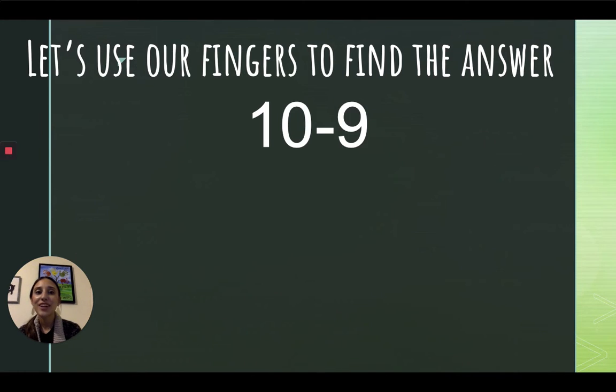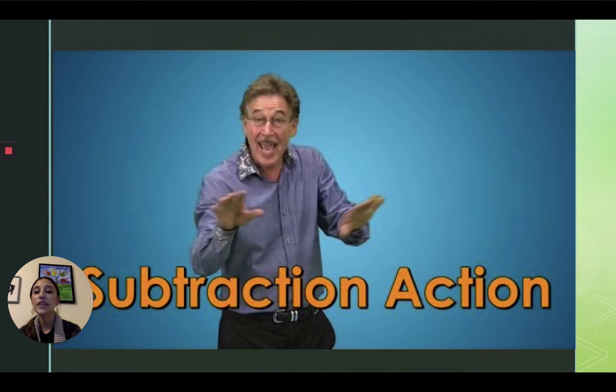And then let's use our fingers to find the answer. Usually if the biggest number is 10, you can always use your fingers. So let's go ahead and try this one. I have 10 and I need to take away 9. So I'm going to say, okay, 1, 2, 3, 4, 5, 6, 7, 8, 9. Now I have 1 finger left. That's right, 1 finger. So 1 is my answer. Awesome job. And there's our 1. You can use any of those strategies to help you find the answer, okay?